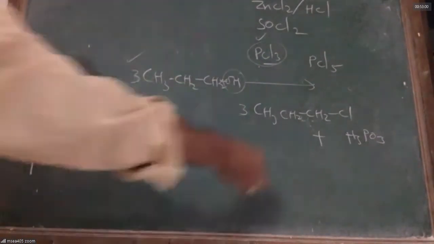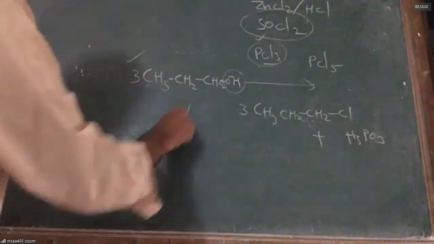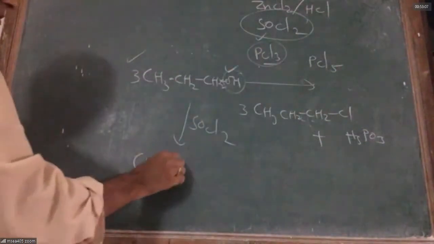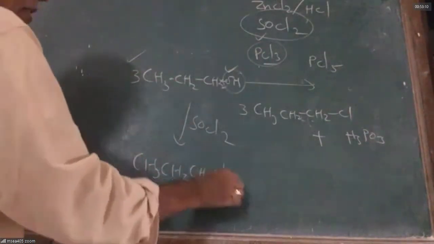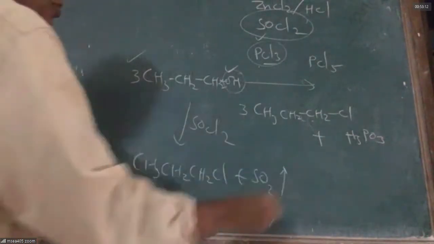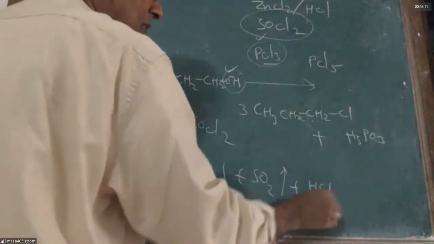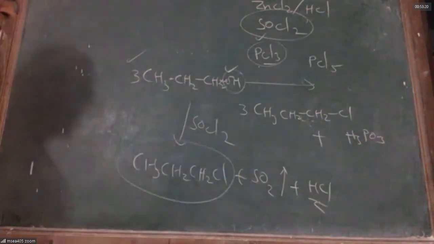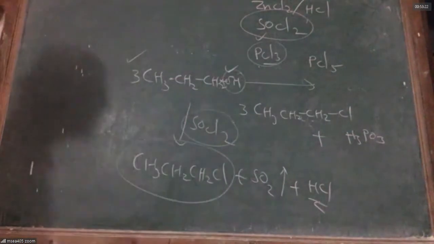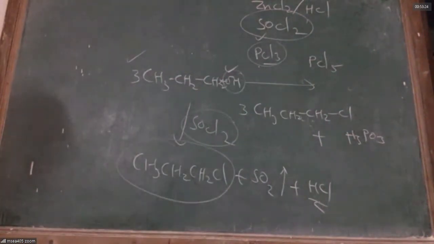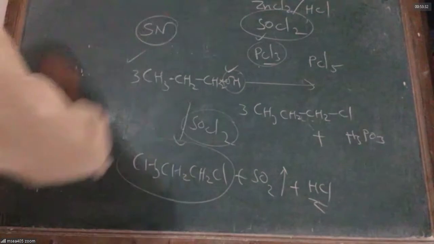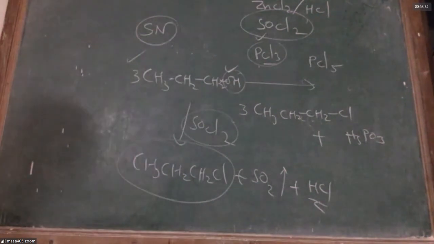SOCl2. This is the best because when I use SOCl2, OH is replaced by Cl, no doubt. The SO becomes SO2 gas that goes out. The H becomes HCl that is absorbed by the solvent pyridine. So you get pure propyl chloride. So SOCl2 is the best halogenating agent. In these reactions, the alcohol's OH minus is replaced by X minus. They are called SN reactions, nucleophilic substitution reactions. Is that fine, sir?